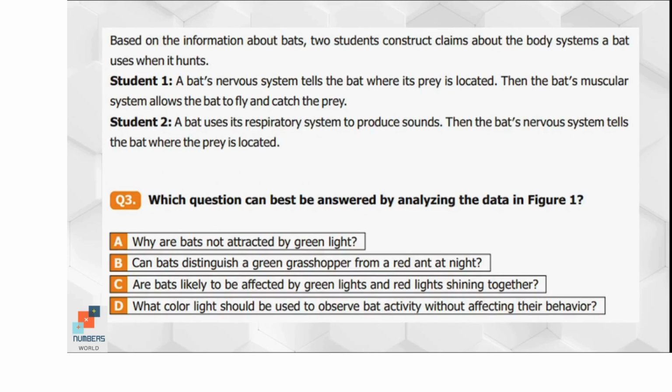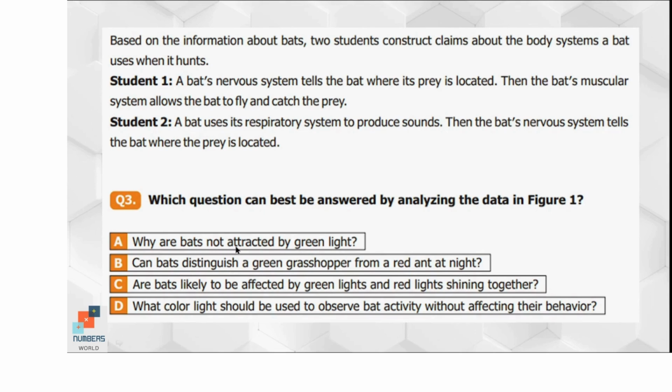Based on the information about bats, two students construct claims about the body systems a bat uses when it hunts. Student 1: A bat's nervous system tells the bat where its prey is located, then the bat's muscular system allows the bat to fly and catch the prey. Student 2: A bat uses its respiratory system to produce sounds, then the bat's nervous system tells the bat where the prey is located. Question 3. Which question can best be answered by analyzing the data in Figure 1?